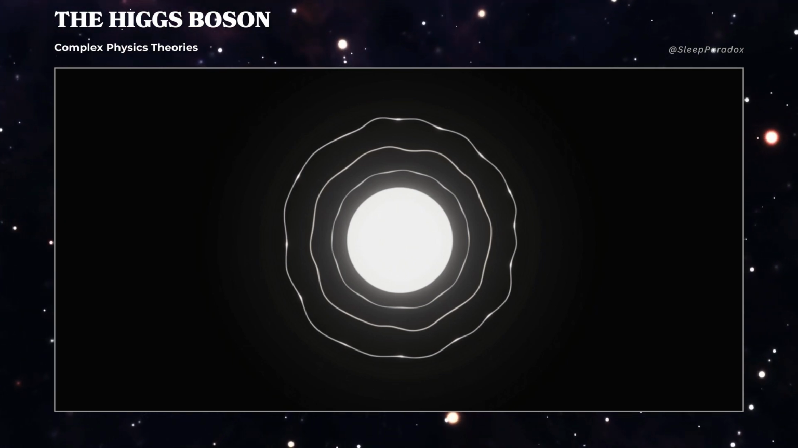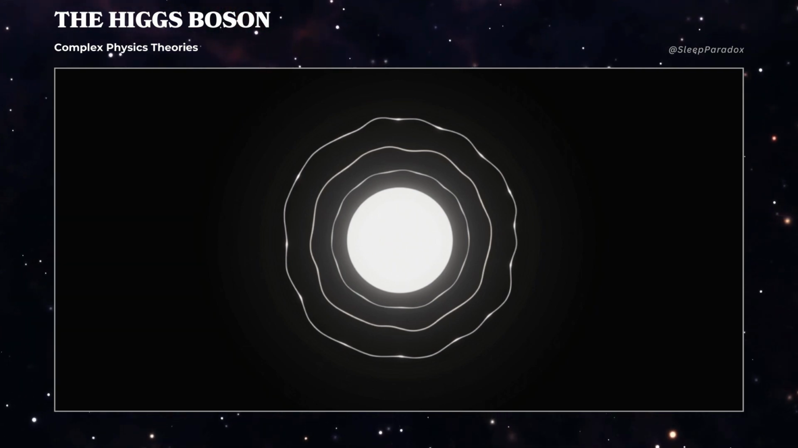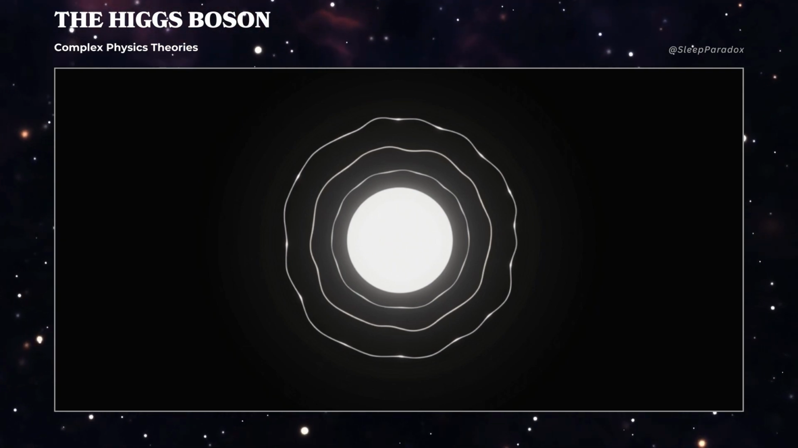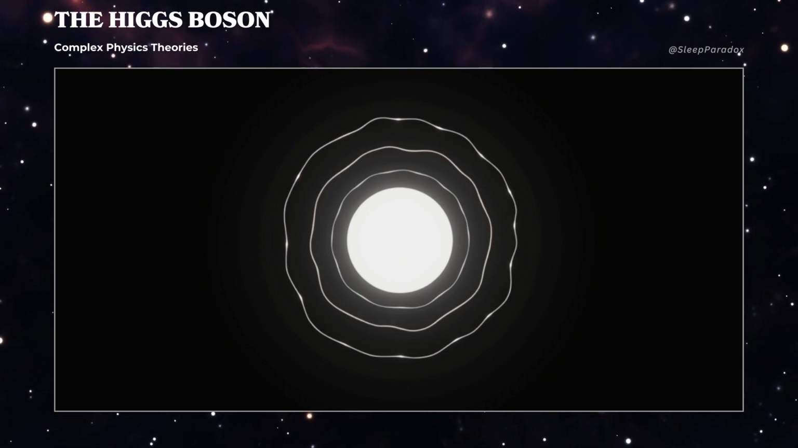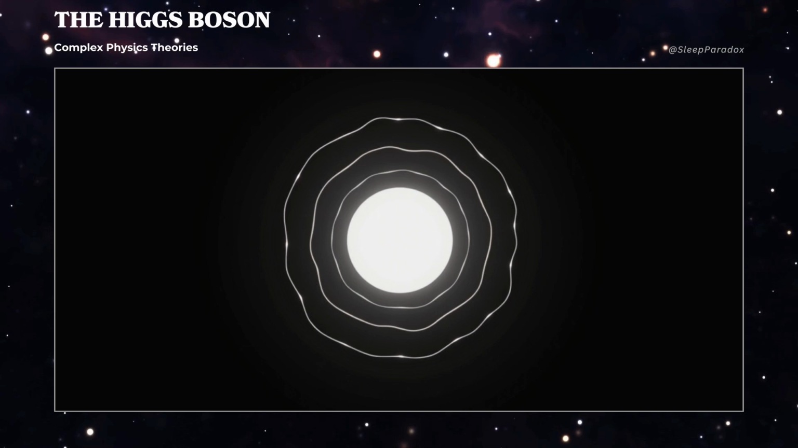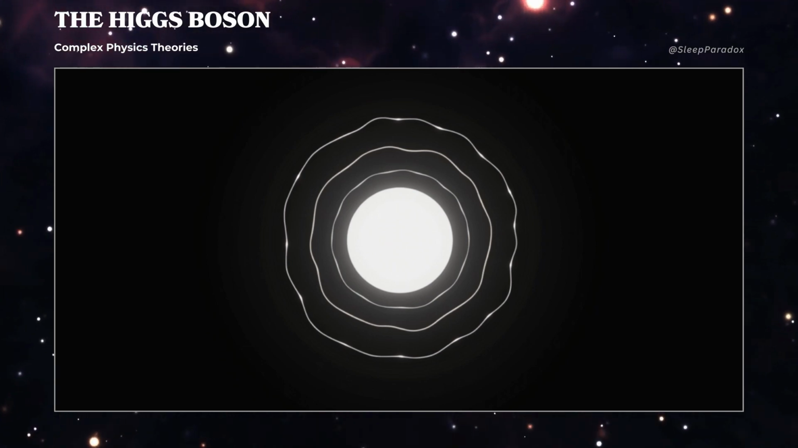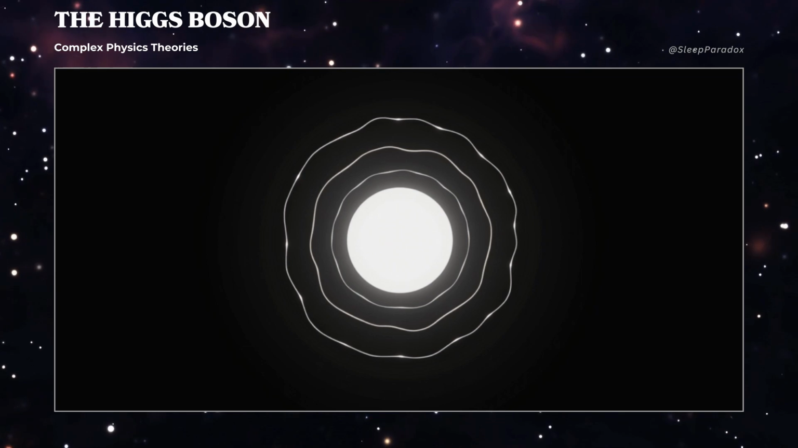Shortly after the Big Bang, the Higgs field likely underwent a phase transition. As the universe cooled, the field settled into a lower energy state, and particles suddenly gained mass. Without this process, the universe as we know it would be unrecognizable. Atoms could not form. Stars and galaxies would not exist.